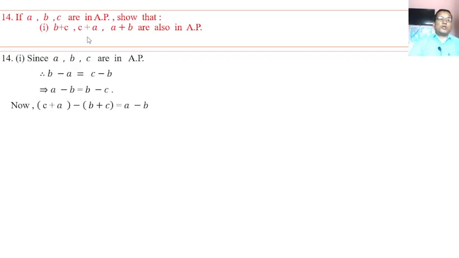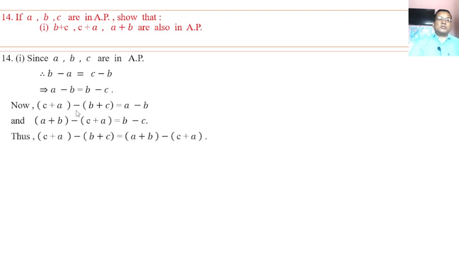Now we solve the second expression minus first expression. After simplifying, cancelling c, we get a minus c. And for third term minus second term, cancelling a, we get b minus c. These two rights are equal, therefore lefts are equal. This shows that b plus c, c plus a, a plus b are also in AP.